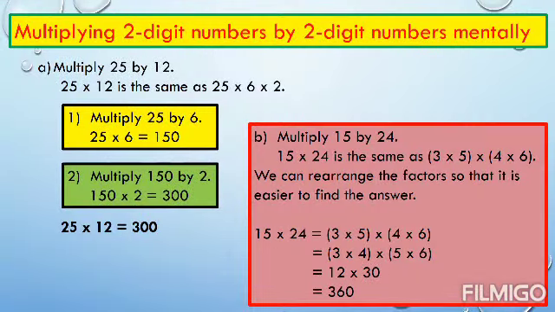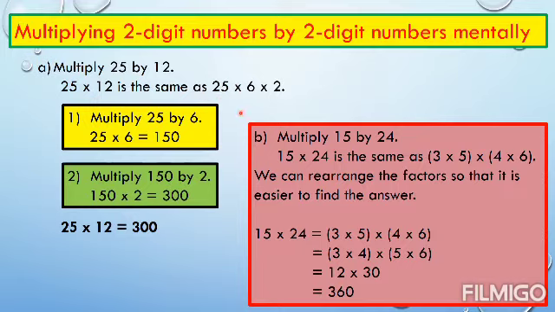Now, class, in this lesson, we'll be learning how to multiply two-digit numbers by two-digit numbers mentally. Just the same as in the previous slide, there are three ways or techniques in finding the products. I'll be using examples also to discuss those techniques. The first example is to find the product of 25 and 12. 25 times 12 is the same as 25 times 6 times 2.